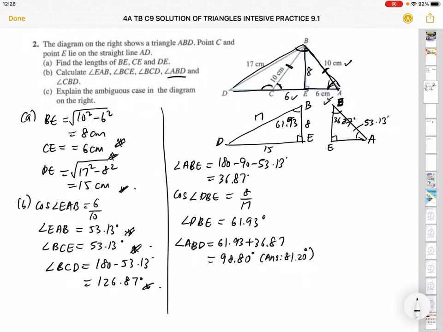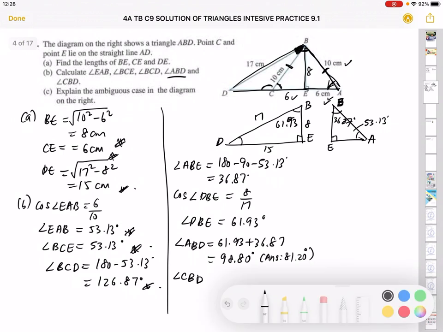I've tested from different angles. Even if I started by finding this angle, I still get 98.80. Okay, maybe there's a mistake. Now next I want to find CBD. CBD is this angle over here, right?